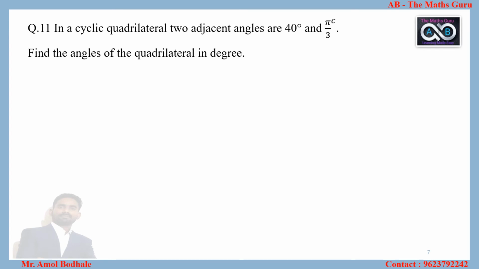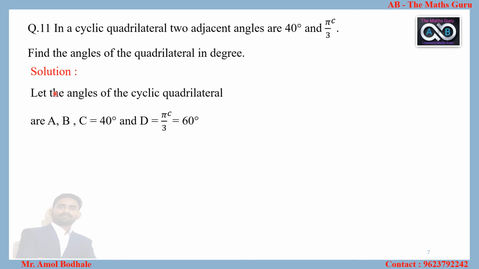Let's see the next example. In a cyclic quadrilateral, two adjacent angles are 40 degree and pi by 3 radian. Find the angles of the cyclic quadrilateral in degree. So here let the angles of the cyclic quadrilateral be A, B, C and D. Here we are given two adjacent angles. If we consider a cyclic quadrilateral, the adjacent angles will be either AB or BC or CD or AD. So we can take any one pair.